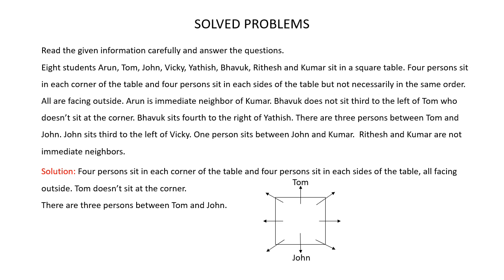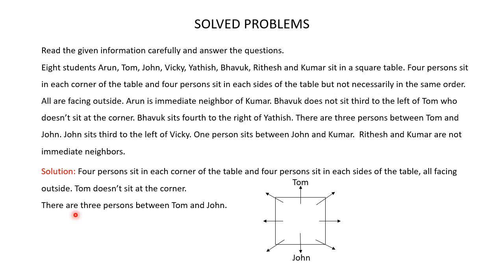Now the information that Tom does not sit at the corner is direct information which helps us to fix the position of Tom. Now look for some continuation statement which refers to Tom. Proceed from that continuation statement to complete the seating arrangement. Now it's given Tom doesn't sit at the corner. So mark Tom in one of the sides of the square. So let this be Tom's position.